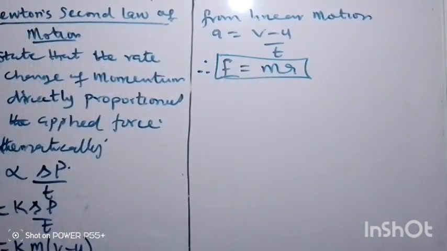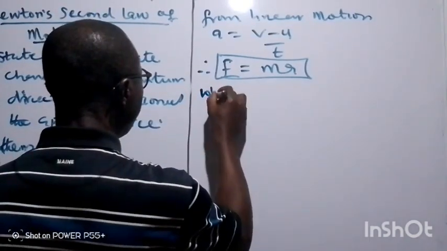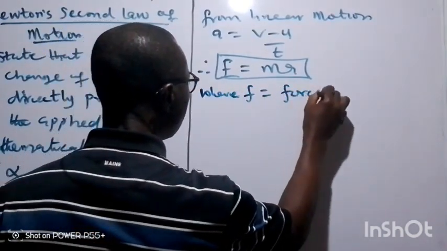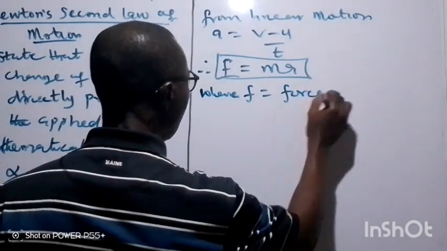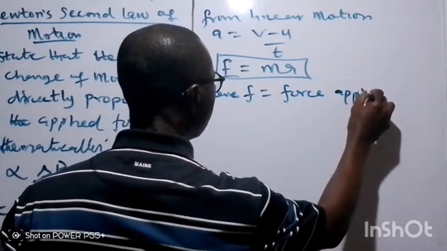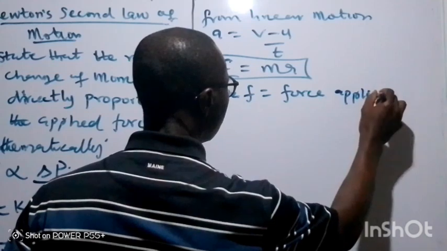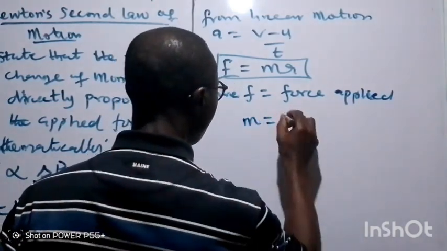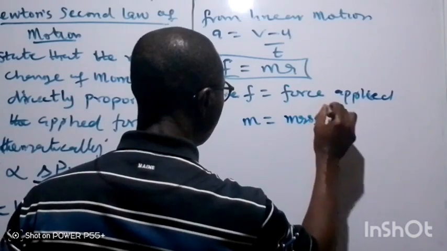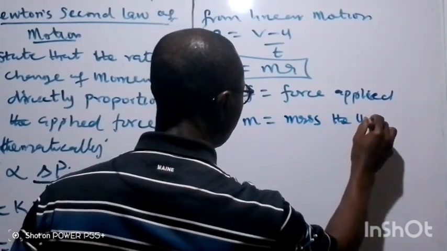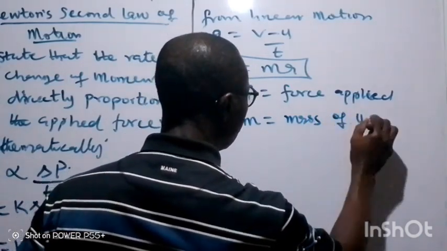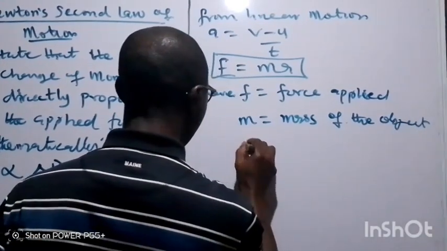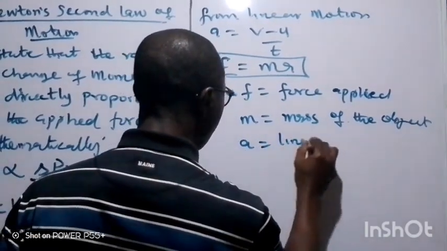Here F is equal to force applied, and m is equal to mass of the object, and A is the linear acceleration.